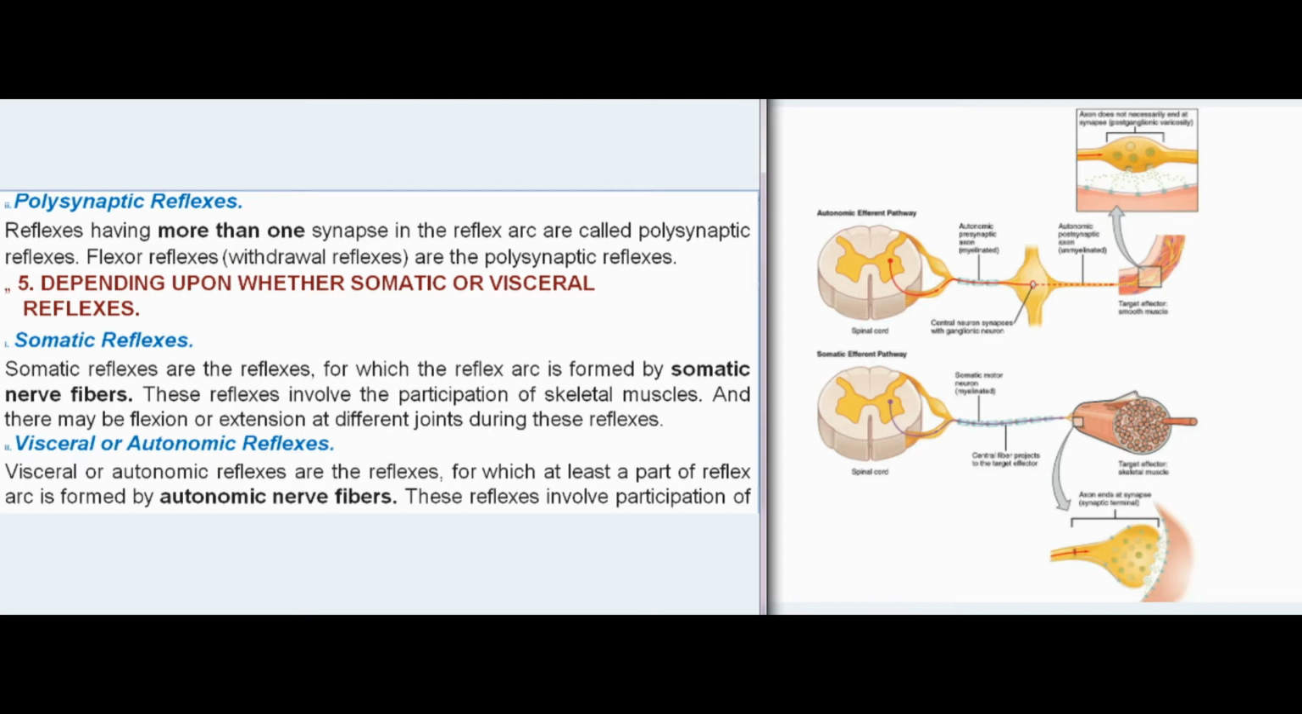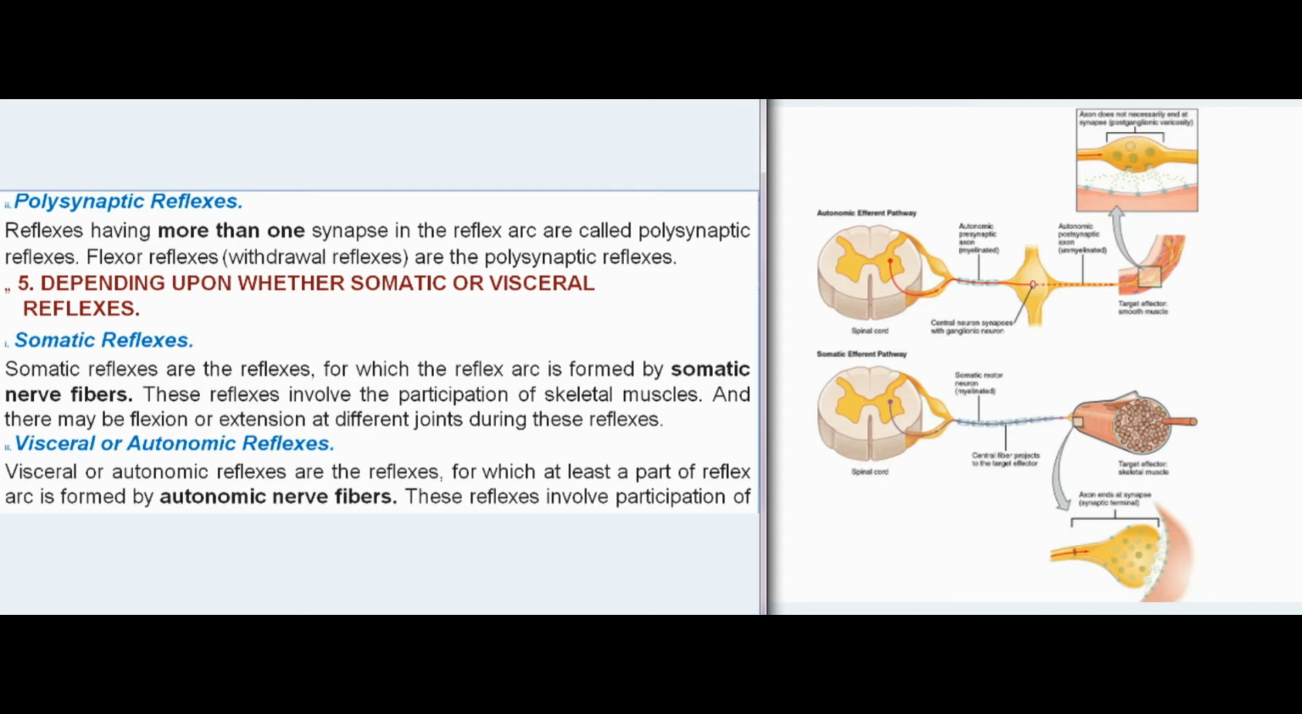5. Depending upon whether somatic or visceral reflexes. Somatic reflexes. Somatic reflexes are the reflexes, for which the reflex arc is formed by somatic nerve fibers. These reflexes involve the participation of skeletal muscles, and there may be flexion or extension at different joints during these reflexes.